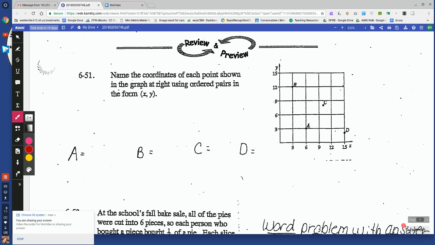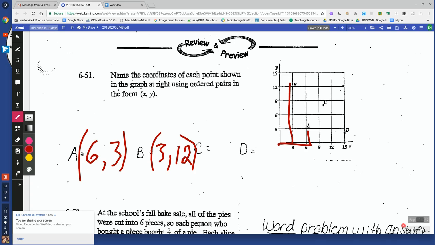So we find A, we know that we are over to the 6, as you see right there, and up 3, so it's just simply 6, 3. If you want to put parentheses around it, that's fine. You don't have to. For B, again, we go over 3, up 12, so we have 3, 12.